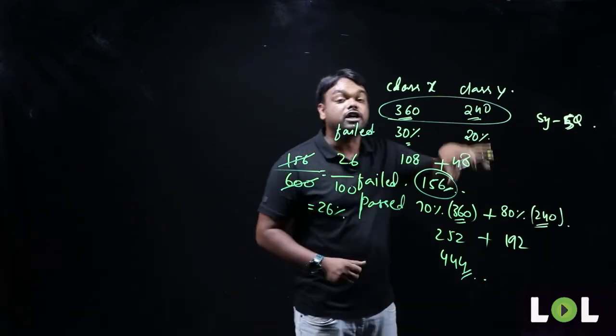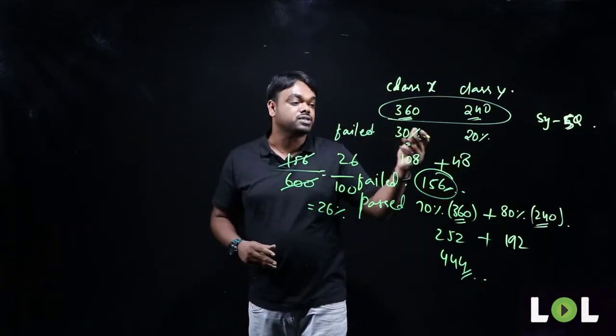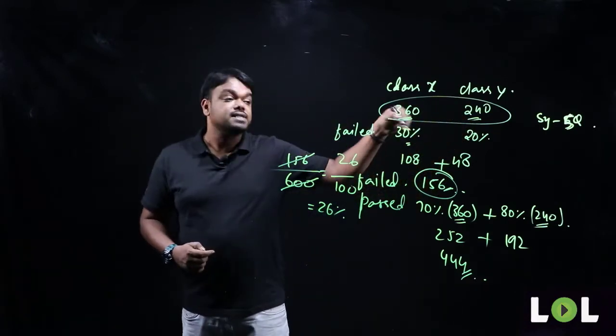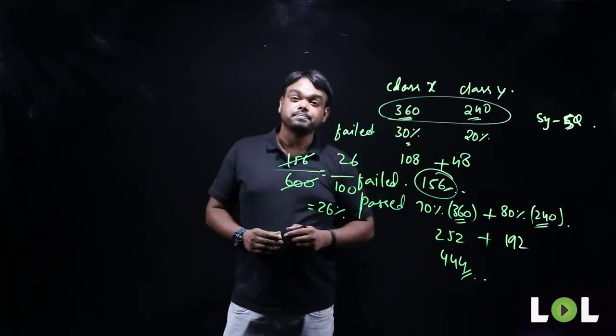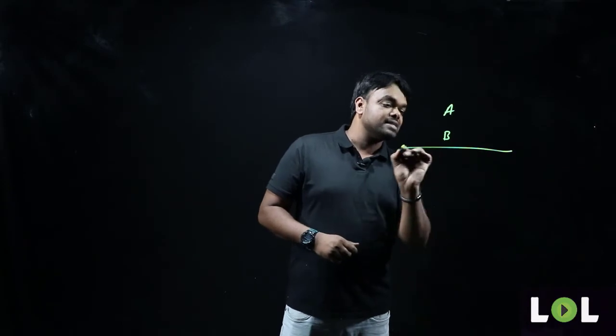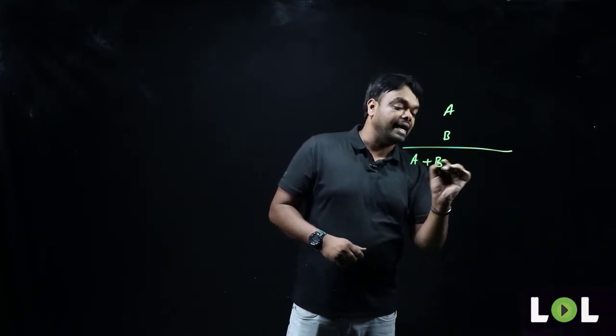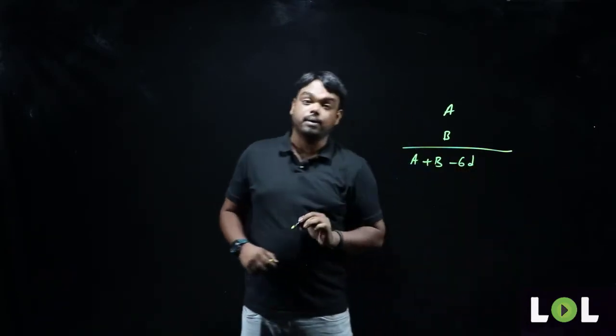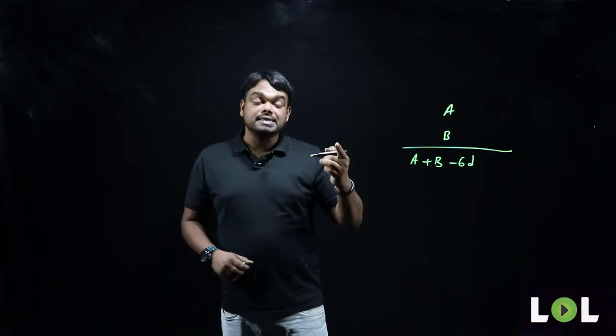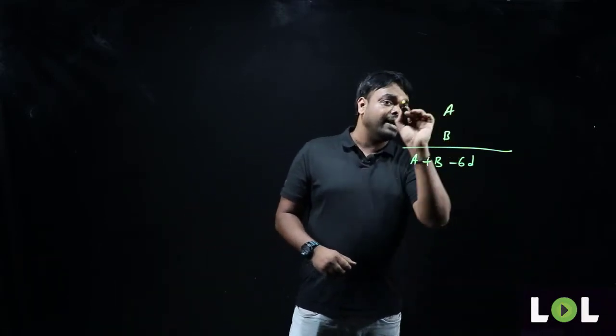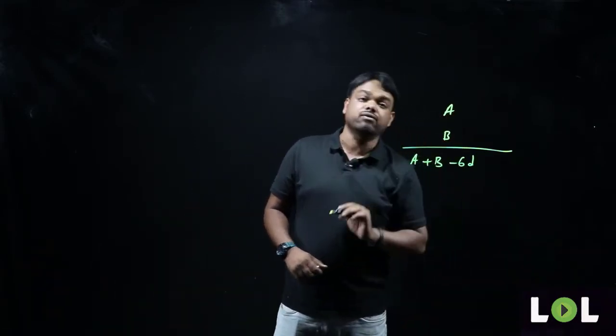So I'm just trying to give you all the different types of questions, or different variations of the same question here, guys. So we have one more question, people, that is from time and work. The question says there are two people, A and B. A and B together take 6 days to do a certain work, and it also says A takes 9 days less than B to do the same work.